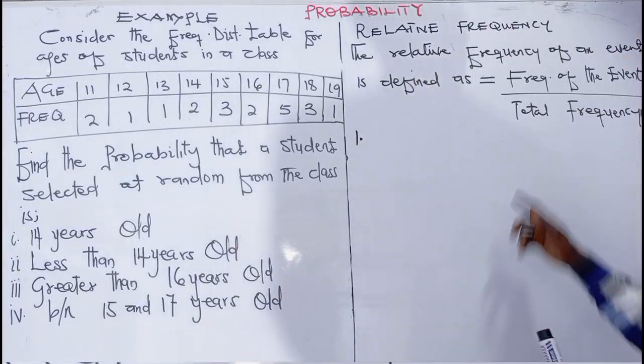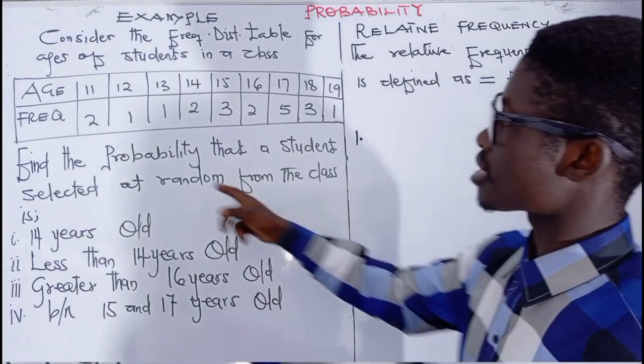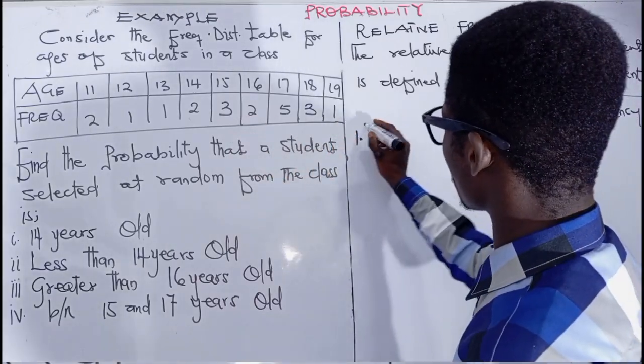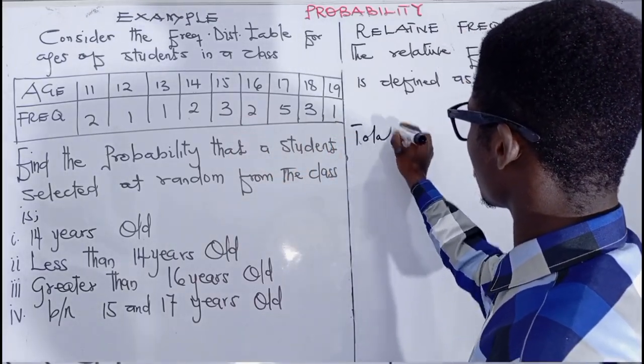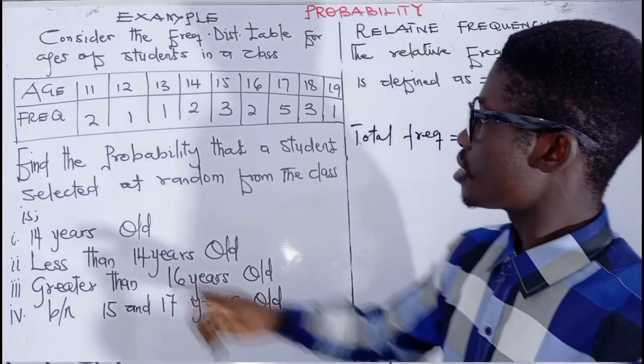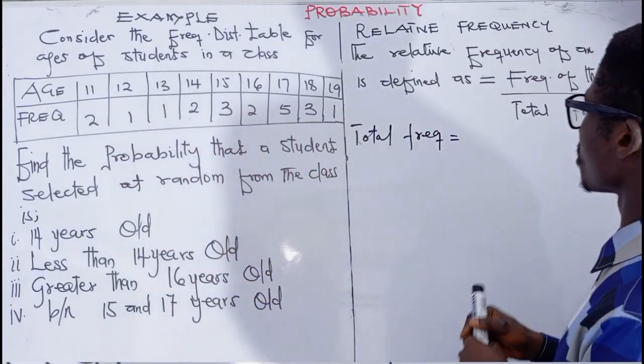Since we'll be looking at the total frequency, we have to first sum all of the frequencies together. So the total frequency will be given us, when we sum all of this, we are going to get what? 20.